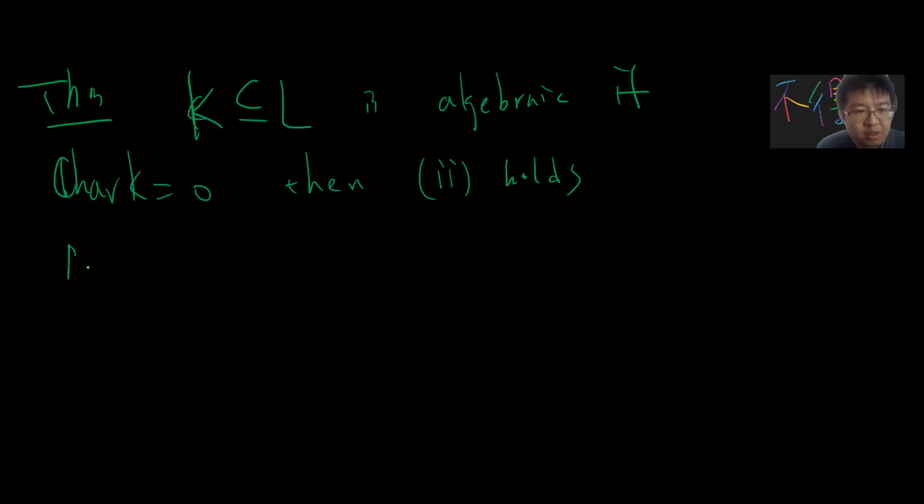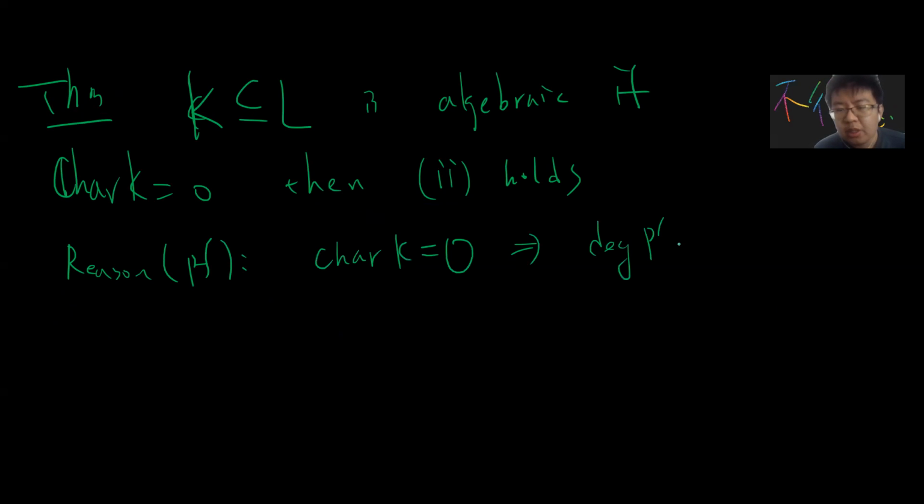The reason, so let's go to a proof. Actually, this is trivial. If the characteristic of K is 0, that means the degree of P prime is always the degree of P minus 1, because n a_n x^(n-1) will not be 0 since a_n is non-zero. If the characteristic of K is related to n, then it may be 0. So the degree of P prime is the degree of P minus 1. So that means P must have no multiple roots.